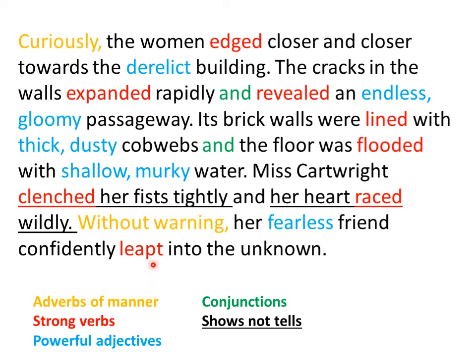Let's have a look at what features I have used then for my success criteria in my paragraph. I have got my adverbs of manner, curiously, without warning. I've used strong verbs throughout. We up-leveled a lot together, didn't we, in this lesson? So we've got edged, expanded, revealed, raced, clenched. We've got strong verbs. Powerful adjectives to describe this place. Shallow, murky, gloomy, derelict, endless. We use lots of powerful adjectives in our writing. Conjunctions. We use and in this paragraph, haven't we? And then show not tells. We are going to show the reader how the character feels. We're not going to tell them, we're going to show them. So Miss Cartwright, her fists are clenched tightly and her heart is racing.